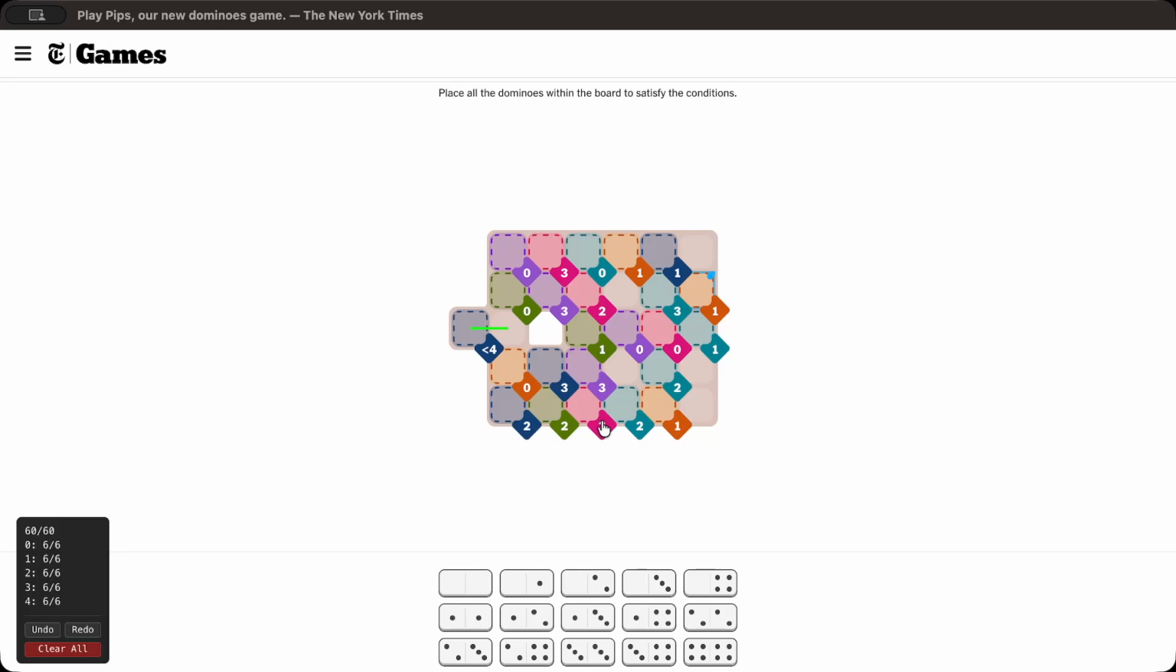What about our 3s? 1, 2, 3, 4, 5. We have all of our 3s. And our 4s. We have no 4s. 1, 2, 3, 4, 5. Okay, so that means this is a 4, 4, 4, 4. 1, 2, 3, 4, 5, 6. That means our 6 blanks are all 4s, right? Is that what that's saying?